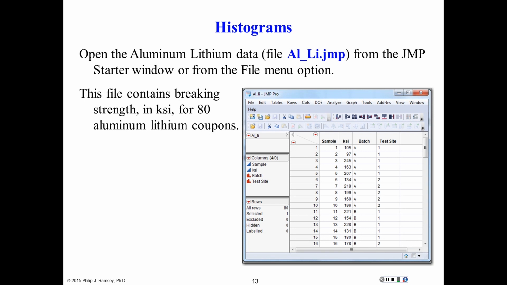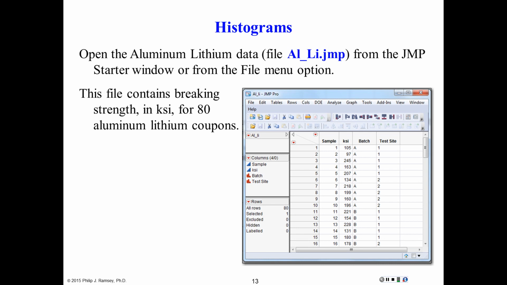This is more of an engineering example. In this particular case, they have a material called aluminum lithium. It's an alloy used in aerospace. It's relatively strong, and because they use lithium as an alloying element, it's fairly light. So you can see why aerospace applications, they like it. So this is an engineering study to study the strength of the material.